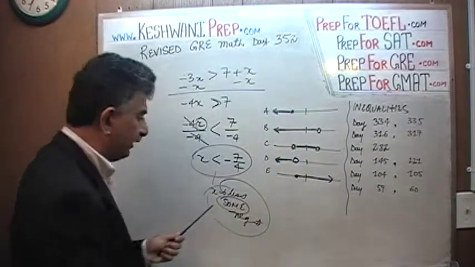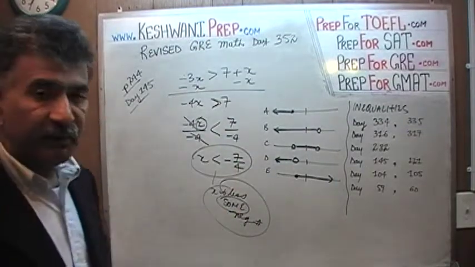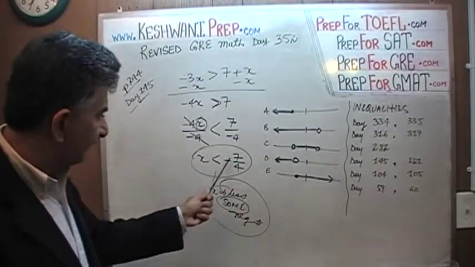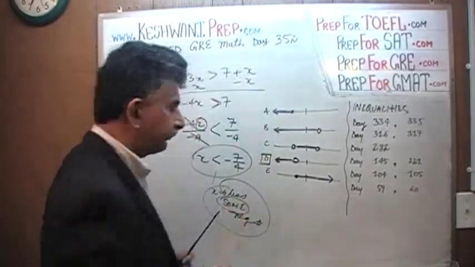What that negative number is has no significance because there are no numbers here. So you find one graph that presents this scenario where x is less than some negative number. And that answer choice, of course, is D.